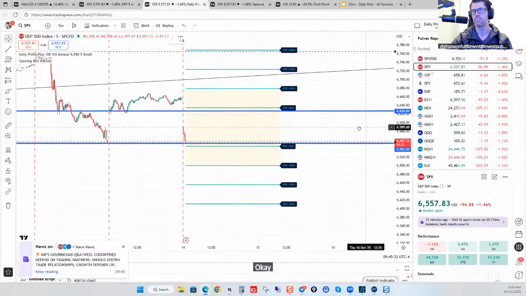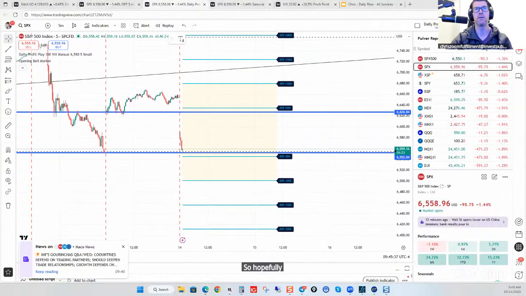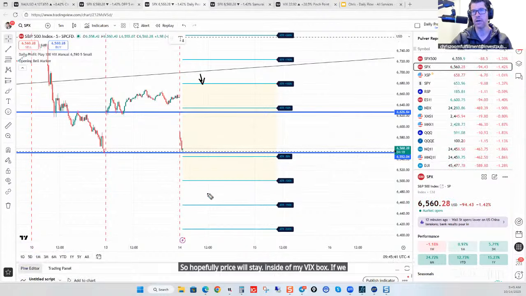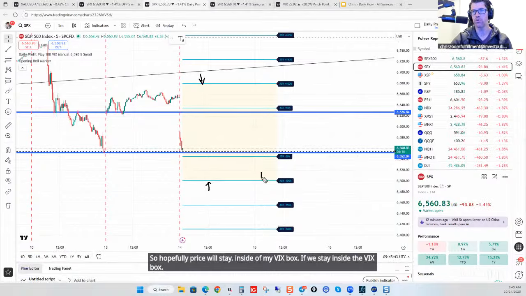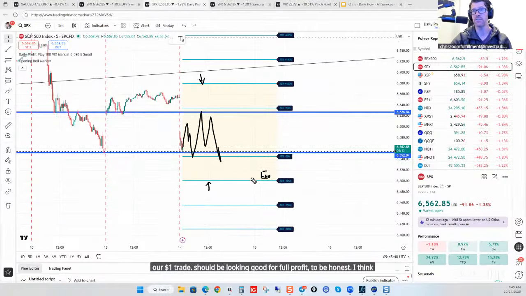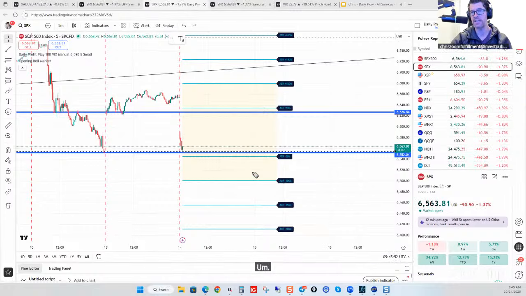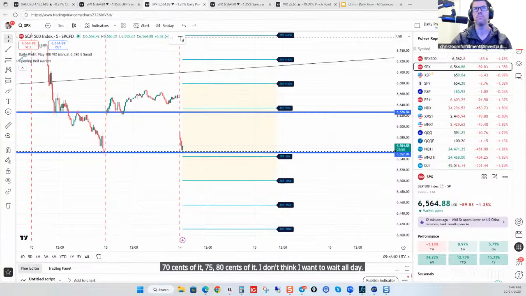Okay. So hopefully price will stay inside of my VIX box. If we stay inside the VIX box, our $1 trade should be looking good for full profit, to be honest. I think price can stay inside this today and we get a full dollar profit out of that. My goal on that dollar profit is probably to take 70 cents of it, 75, 80 cents of it. I don't think I want to wait all day. All right, so let's keep an eye on all the stuff this morning.